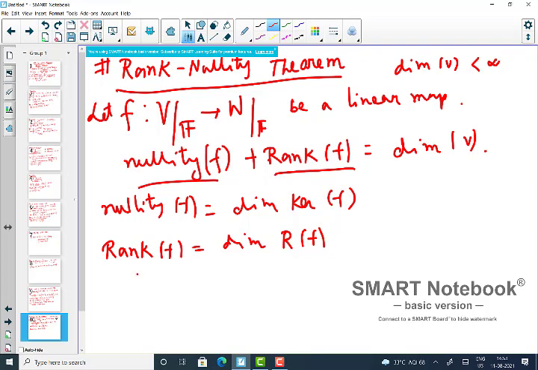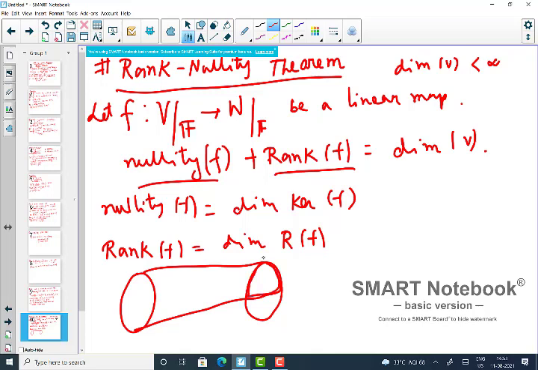So what does that mean? You have spaces V and W, and you take that map and see something here, something here. This is your range, and you calculate the dimension of this space, the range. Also inside it, zero is there. Now you see that inside V, a full set of things map to zero.